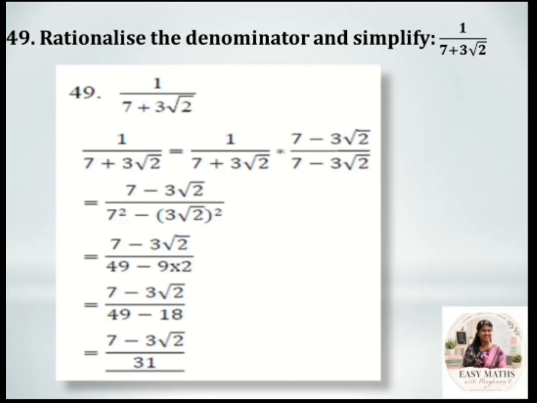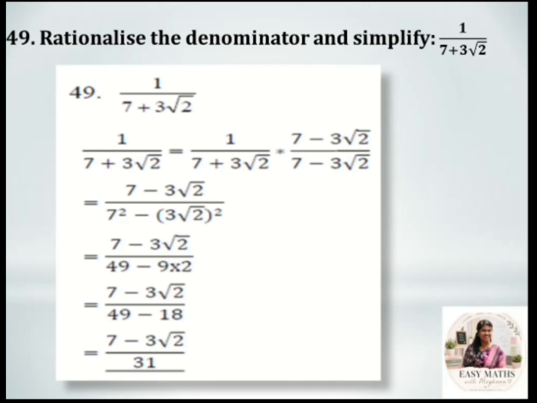In the denominator you can see it is in the format of a plus b into a minus b. That is, the value of a is 7, the value of b is 3 root 2. So 7 square minus 3 root 2 the whole square. In the next step I can write the numerator as it is, that is 7 minus 3 root 2 divided by, in the denominator, 7 square minus 3 root 2 the whole square.